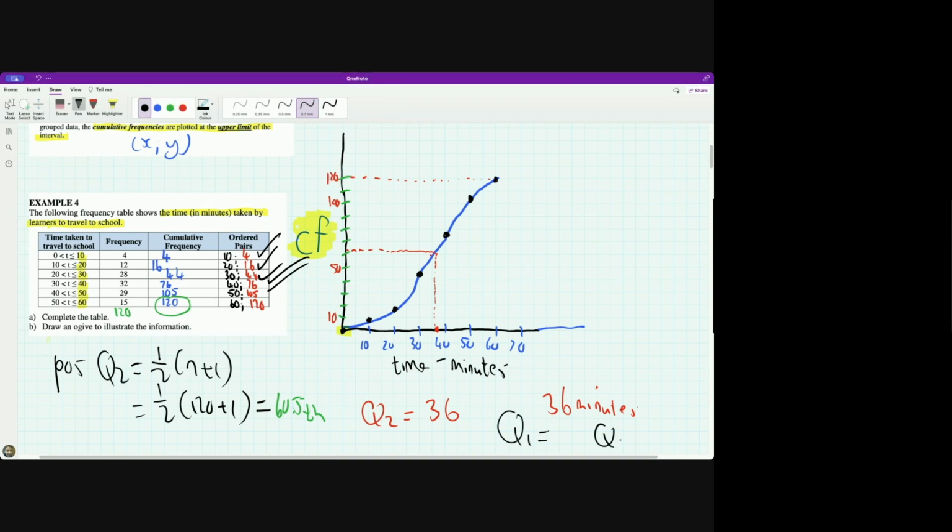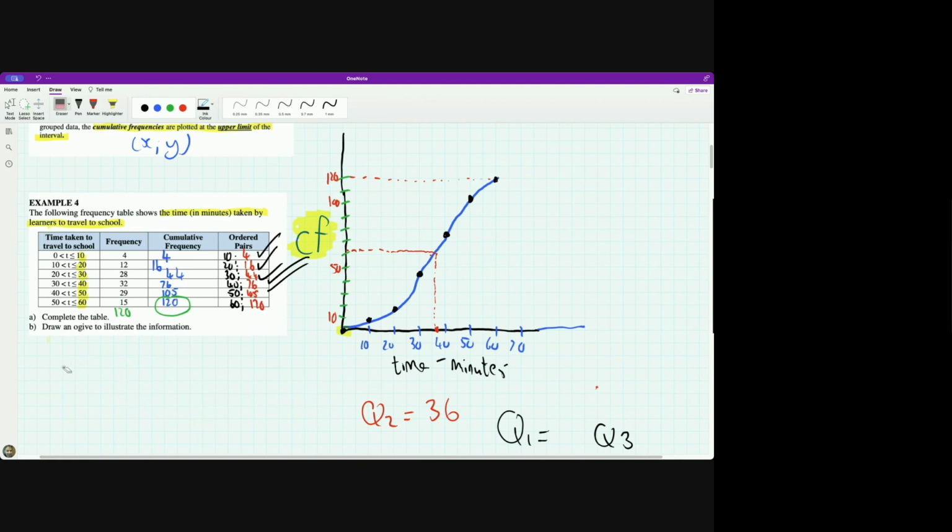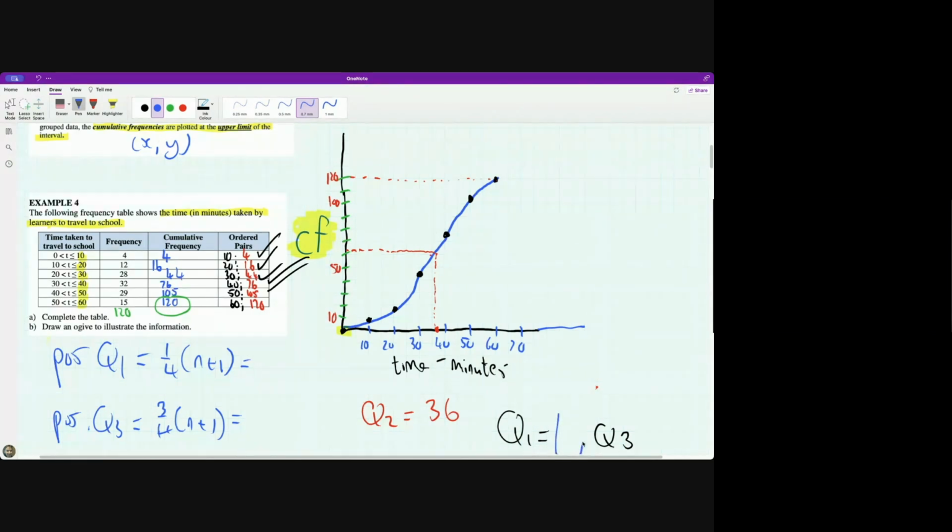So we are trying to get estimates for those. But before we can get estimates for those, we need to find their position. So to speed things up a little bit, I will help you. To find the position of Q1, you use that position formula. To find the position of Q3, you use that position formula. Now, I want you to work out its position and then use the graph to get me estimates for Q1 and Q3.